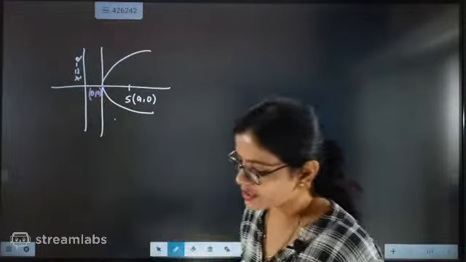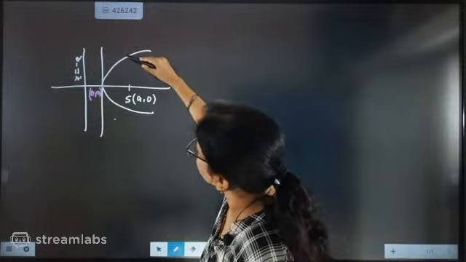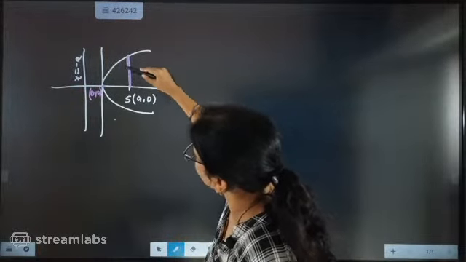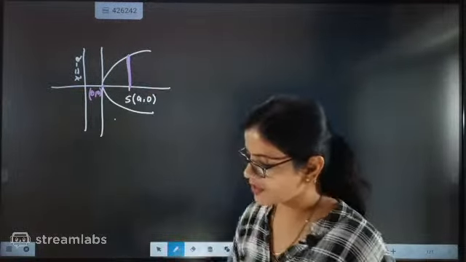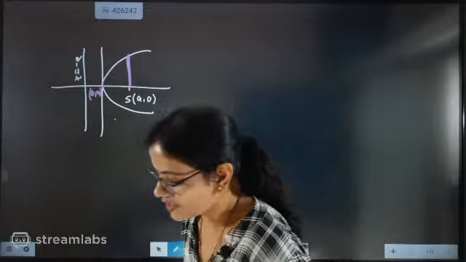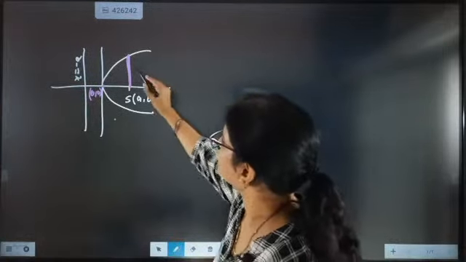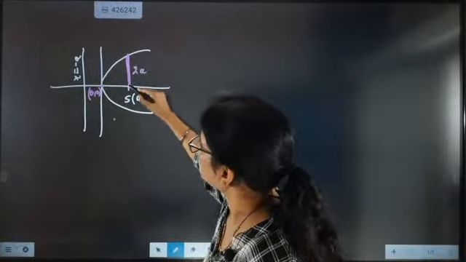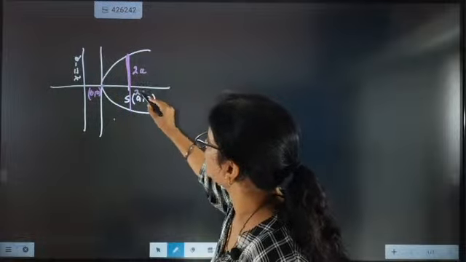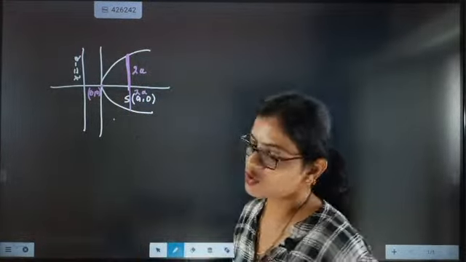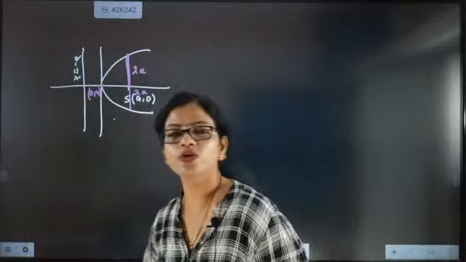What will be the length of latus rectum here? Can anybody tell me what will be the length of latus rectum? From here to here it is going to be 2a. From here to here it is exactly going to be 2a. So 2a means total 4a. Length of latus rectum is going to be 4a.